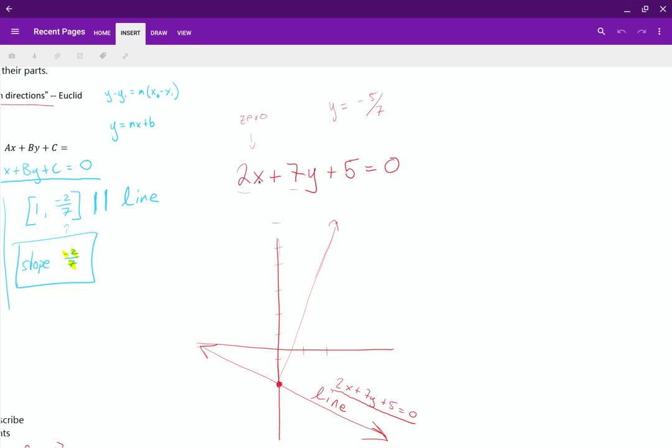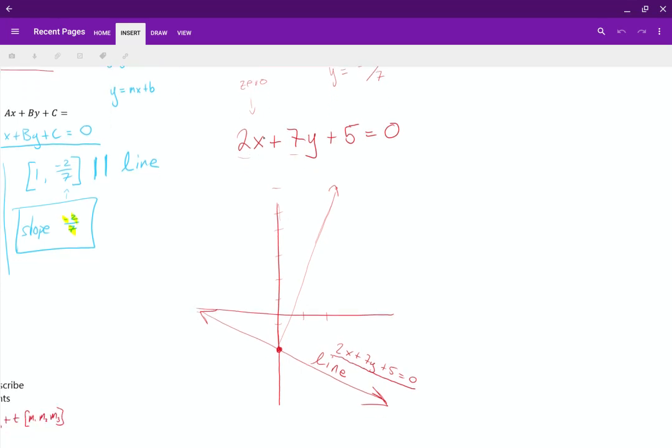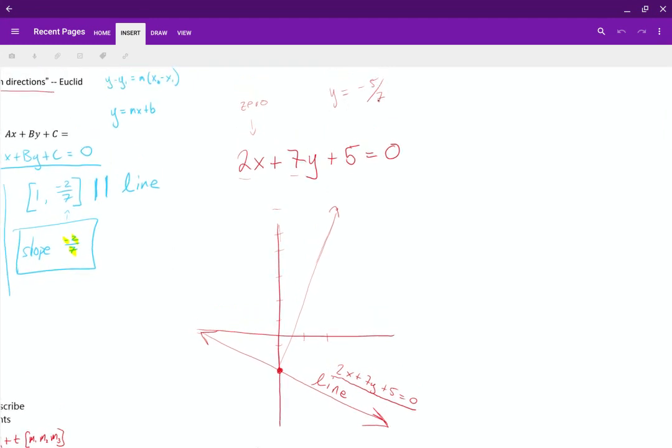If I make x equal to 0 and solve for y, I subtract 5 and divide by 7, and I get y equals negative 5 over 7. So, on my y-intercept, I set x equal to 0, and I determined my y-intercept is negative 5 over 7. There it is, negative 5 over 7.